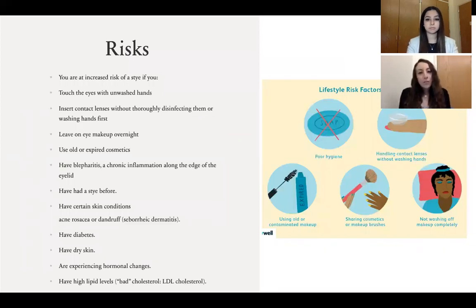Some common risks are touching the eyes with unwashed hands, having unclean hands when inserting or taking out your contacts, leaving on eye makeup overnight, and using older expired cosmetics. Those are a little bit more of the common ones, and then I'm going to go into more detail about the more chronic ones.